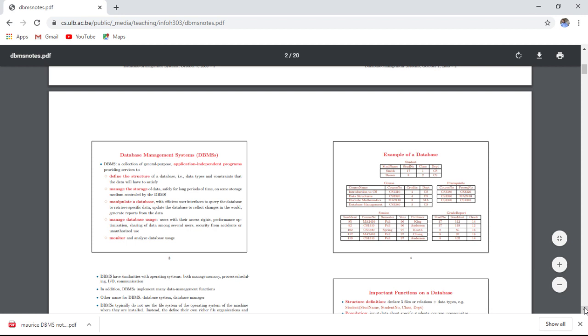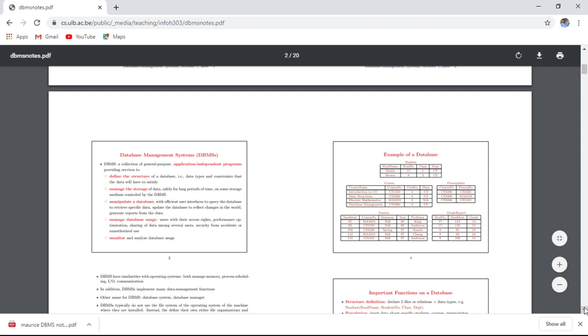Two, one of the functions of the database management system is that it's going to help us manage the storage of the data safely for long periods of time. You understand? So it's going to help us to manage the storage of the data. So first, remember, it is going to define the structure, and then after we have defined the structure and put in the data in there, it is going to help us manage it.